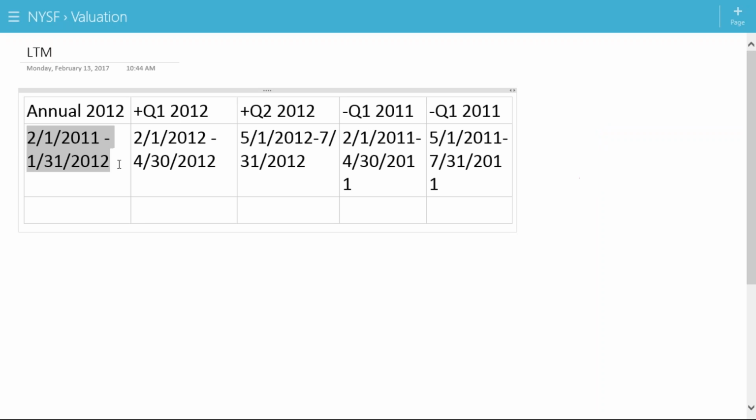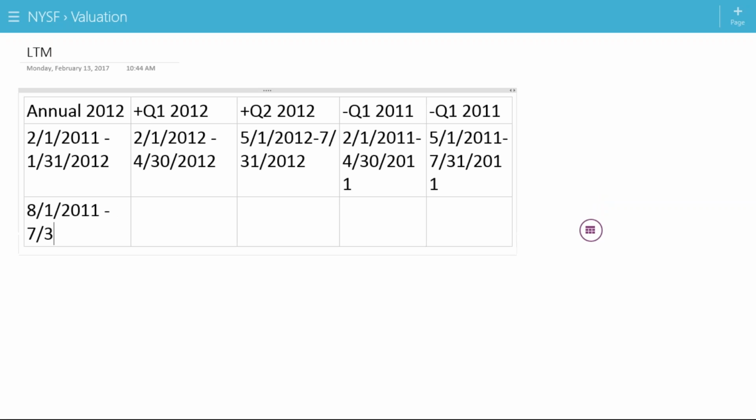If I take this data and add 6 months to that end, you give me 18 months of information. I need to subtract out 6 months from the back end. The same 6 months. Which will leave me with information from August 1st, 2011, all the way through July 31st, 2012. I now have 12 months of data up to July 31st, 2012. This is LTM, adding and subtracting quarters.